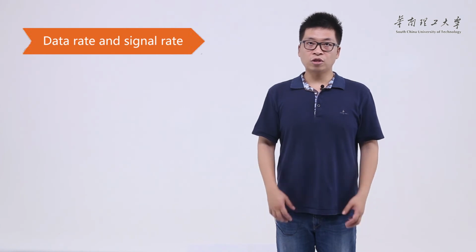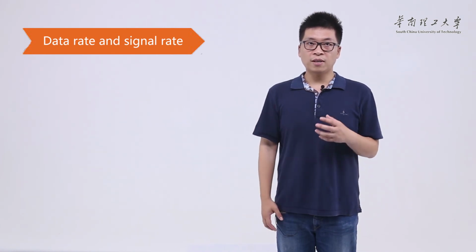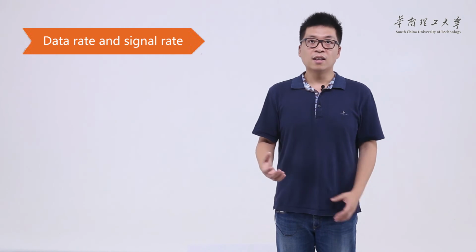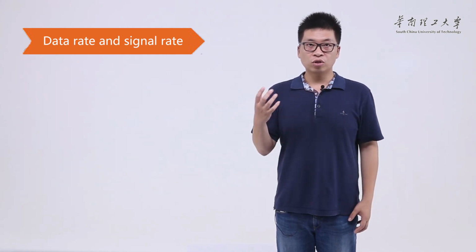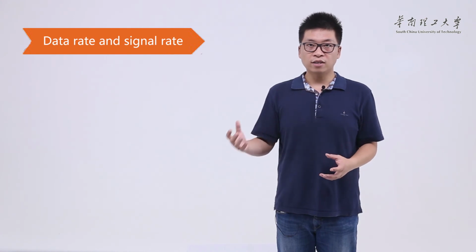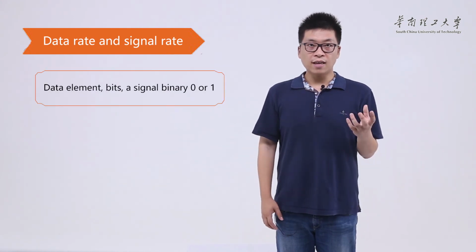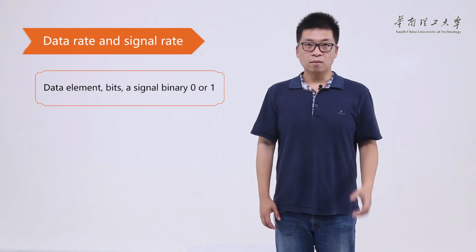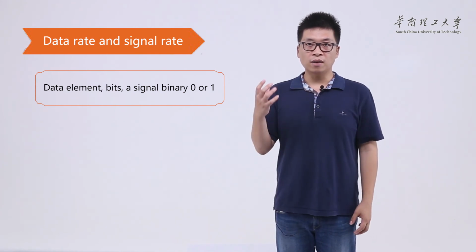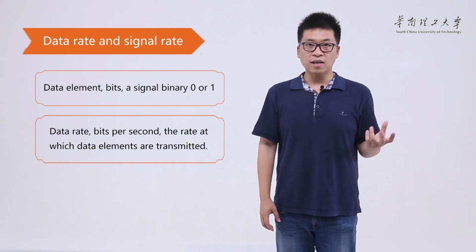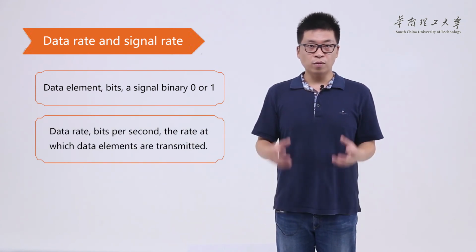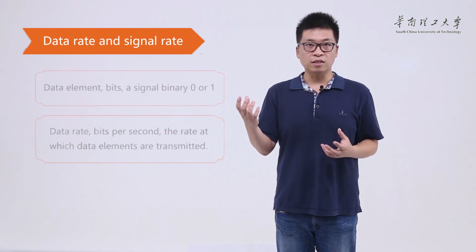Modulation is about using analog signal to represent binary data. Therefore, logically, there are two types of things being transmitted: analog signals and binary bits. So we are going to talk about the data rate and the signal rate. Data element is bit, which is a single binary 1 or 0. Data rate is bits per second. It is the rate at which data elements can be transmitted.